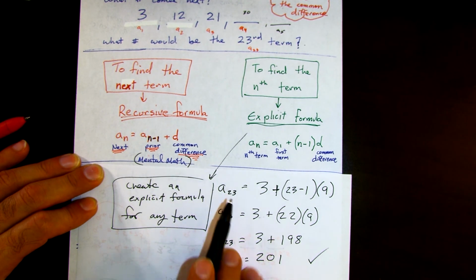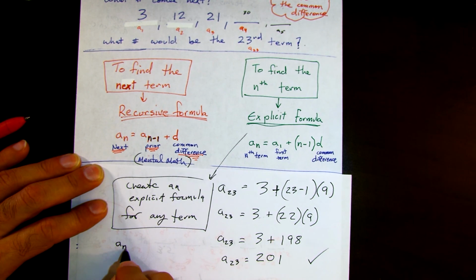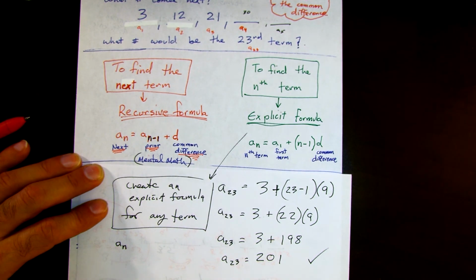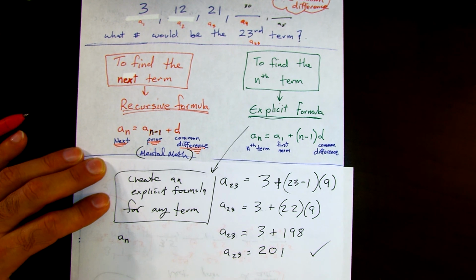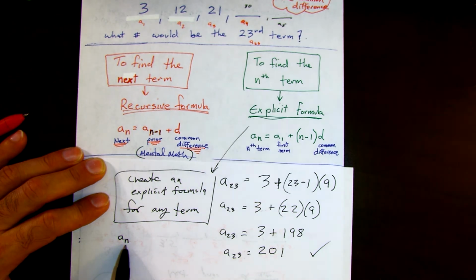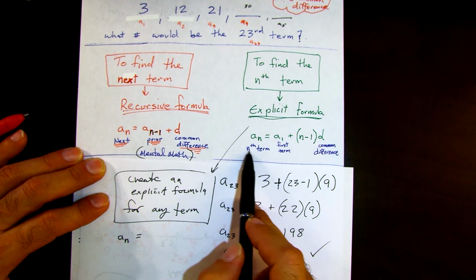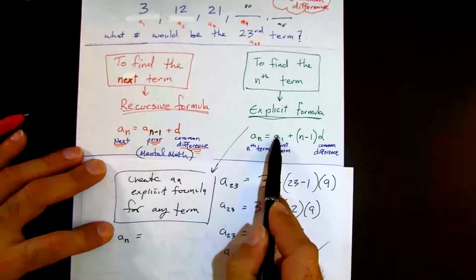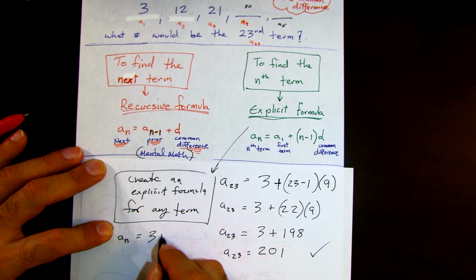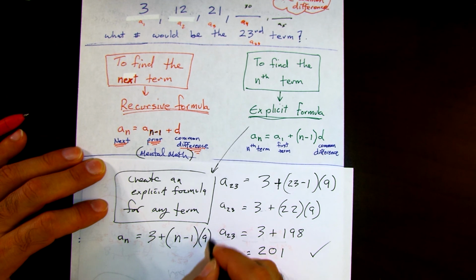So watch, it's going to be based on this exact same problem up here, all the same values, but instead of A23, I'm going to say just A sub n. So this is, again, to create an explicit formula for any term, not the 23rd term, which was our question up here. We're just going to create it for any n value. Now watch. Same thing applies. The nth value is what I'm looking for. A sub n is 3 plus n minus 1, because I don't know the n value I'm looking for, times 9.